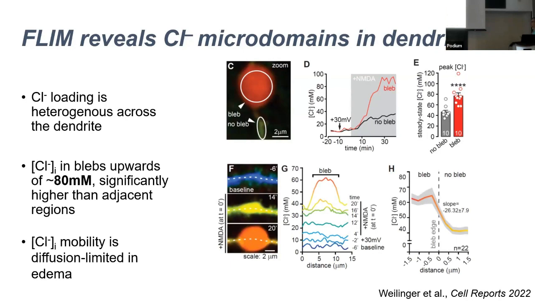What you can see is that there's a really steep cutoff at the edge of the bleb, where chloride is very high within the varicosity, and just adjacent to that, it's almost 30 millimolar lower. And this is over a span of, on average, a micron. So there's clearly something impacting chloride mobility along the dendritic span here, basically keeping chloride in this specific location, causing it to swell up like this.